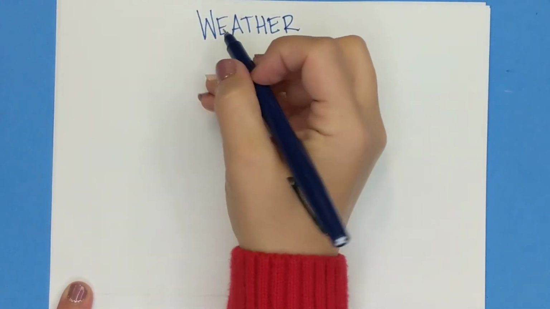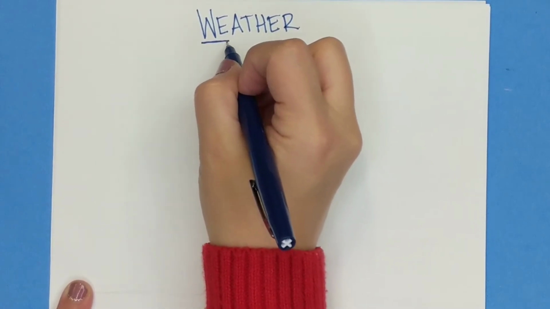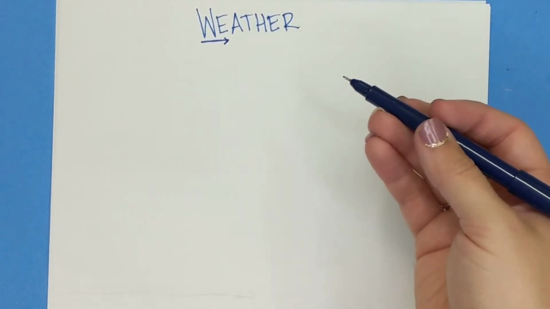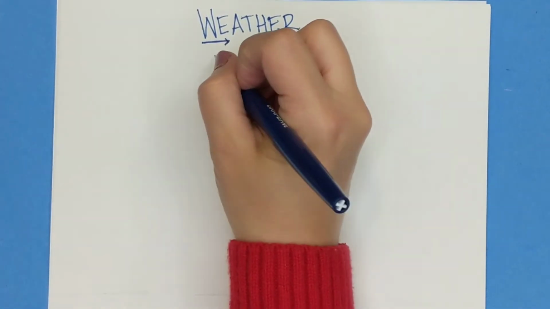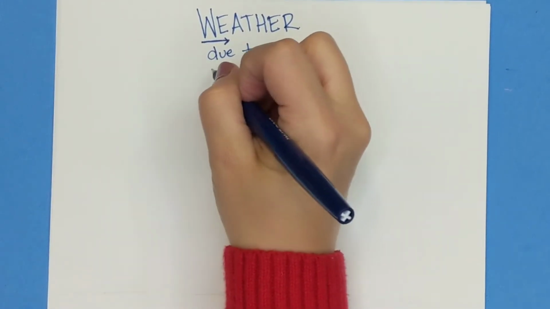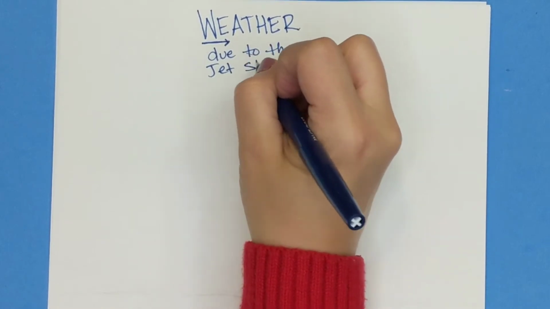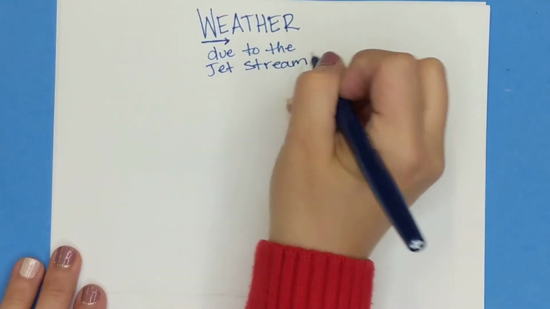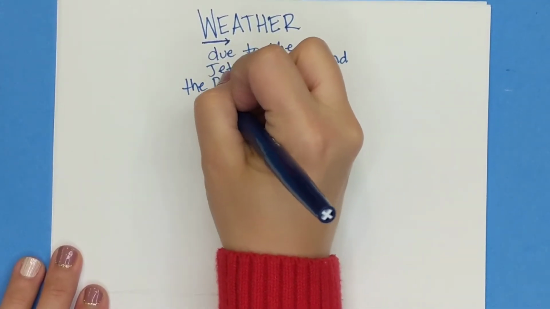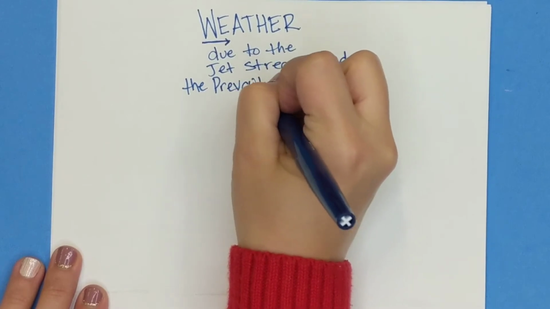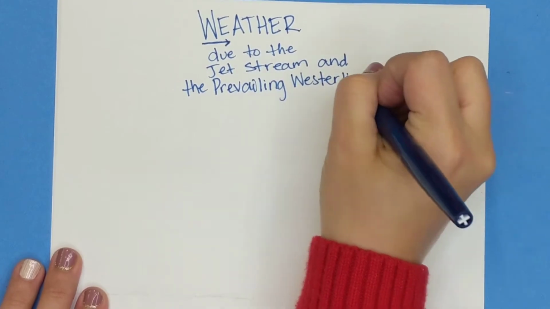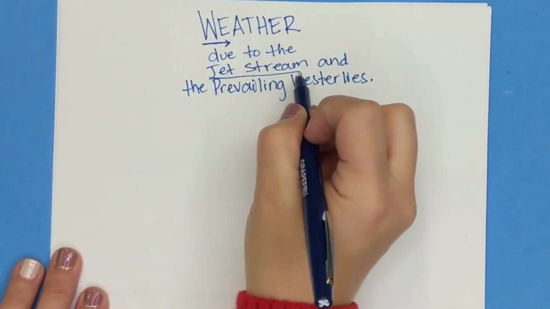And remember that weather moves from west to east. So you can draw an arrow under the WE in weather to remind us that weather moves from west to east. And this is due to two global patterns. One is the jet stream, and the other is the prevailing westerlies. And you may want to underline those words because they're going to be very important.